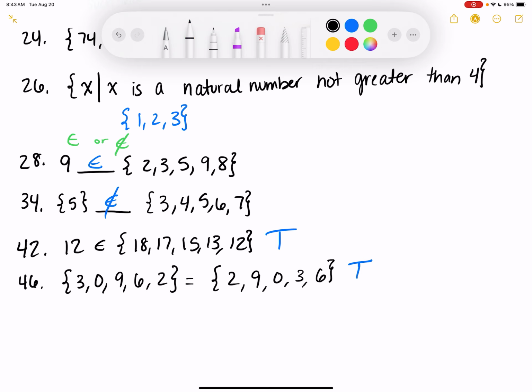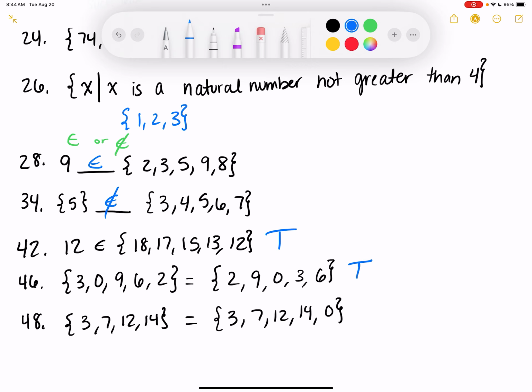Let's see, one more of these true-false ones. 48. The set of 3, 7, 12, and 14 is equal to the set of 3, 7, 12, 14, and 0. Is this one true or false? False. Why? Yep, there's a 0 in the second one. So this one, they have them ordered the same way, but they gave us a 0. That's extra, so that would be false.